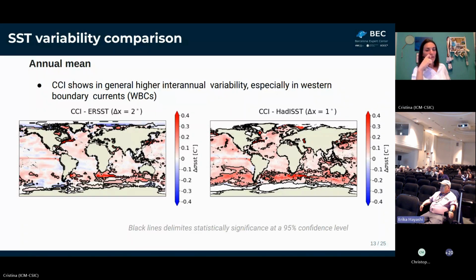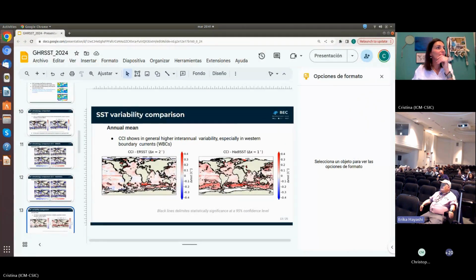Sure. In the interest of time, we can continue this conversation in the discussion. Seems like there's a lot more to say. Let's move on to our next talk with Ioanna Karagali from the Danish Meteorological Institute.